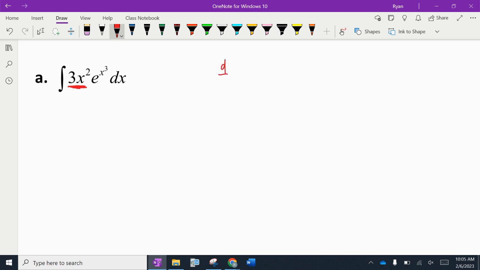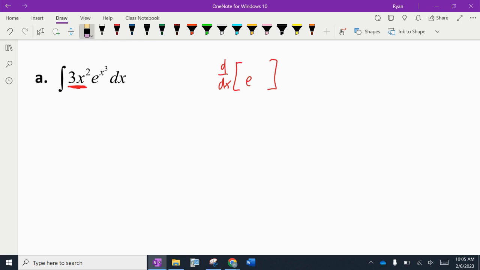If I think back to my derivative rules with e to the x, the derivative of e to the x is a nice and simple e to the x. But if it was e to the 2x, the derivative of this would be e to the 2x times the derivative of this exponent, which would be 2. So we have to consider the chain rule in this one.